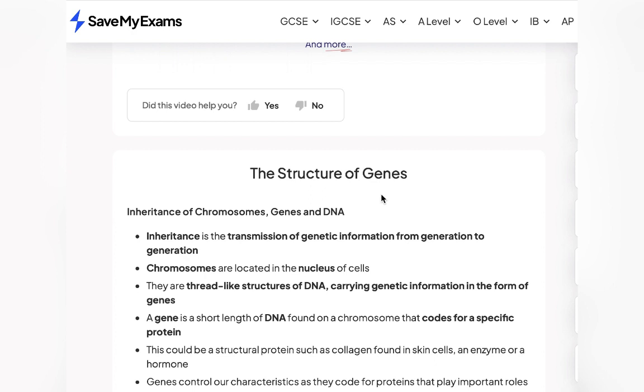First of all, in looking at the structure of a gene, let's look at the inheritance of chromosomes, the gene, and the DNA. What is inheritance? Inheritance is the transmission of genetic information from one generation to another, like from parents to their offspring. It is the continuous passage of genetic material from your parent to the children, from the children to their unborn children, and onward.